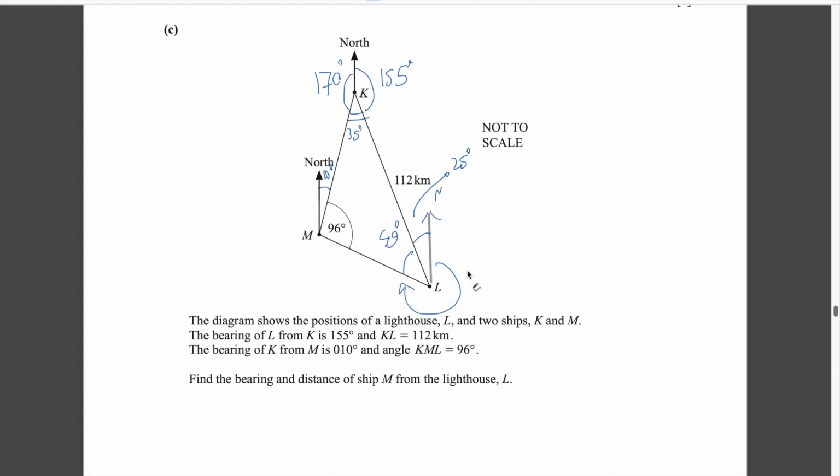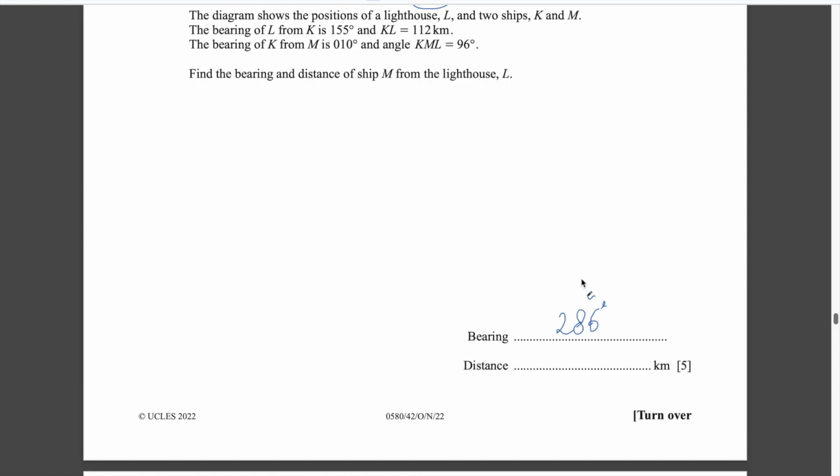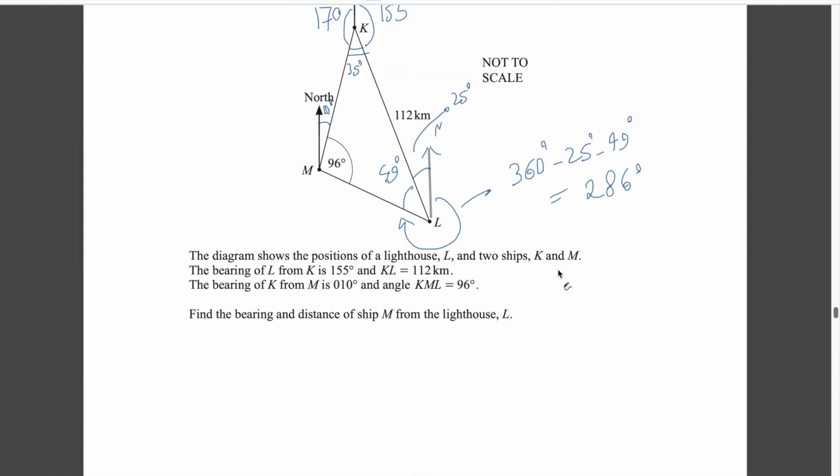So this angle is 25, so you can find this angle is 360 minus 25 minus 49. So 360 minus 25 minus 49 is equal to 286 is the bearing. And as it is already 3 digits, there is no need to add a 0 before.